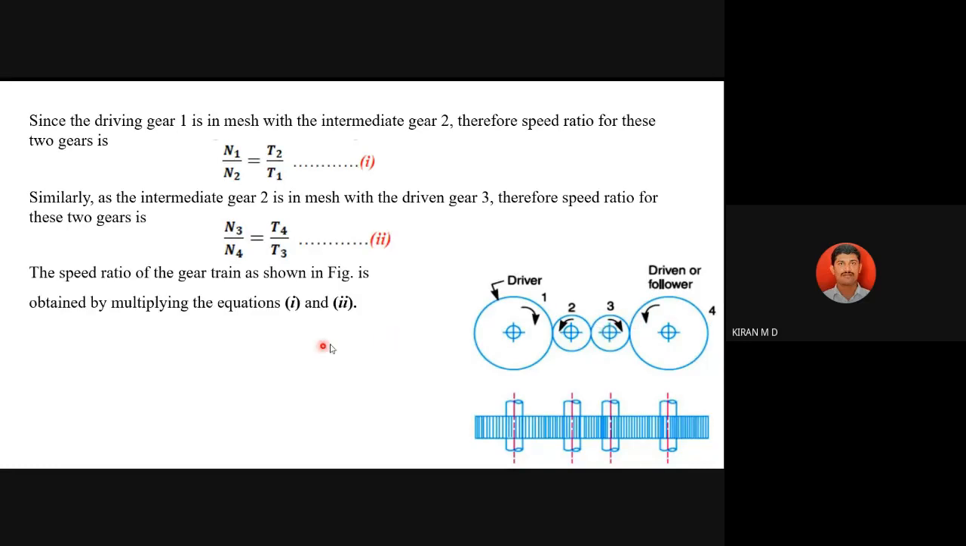Now by multiplying all these, for example, if I consider these two only, N1 by N2 into N2 by N3 is equal to T2 by T1 into T3 by T2. N2 gets cancelled, T2 gets cancelled, and N1 by N3 is equal to T3 by T1. This is if there are only two gears.